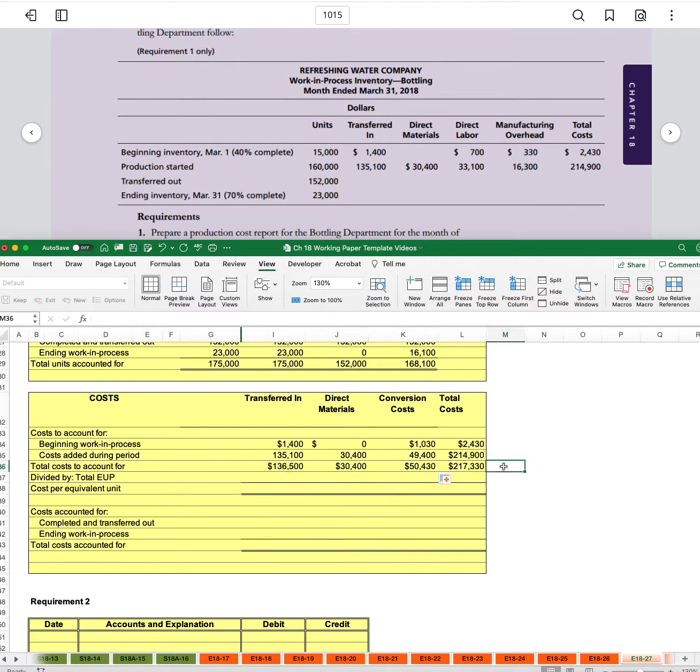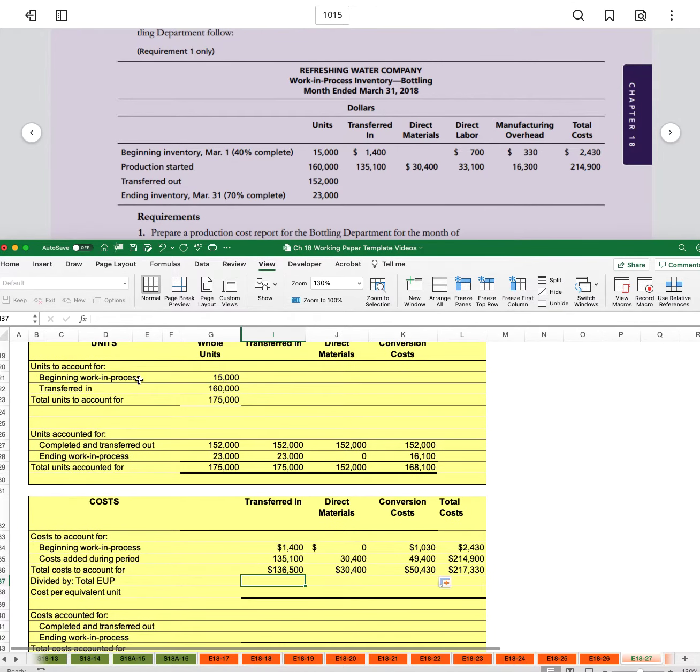And so we now have total cost to account for, and 217,330 is the total costs, and it's broken down for transferred in materials and conversion as well. And then over here we have the breakdown of WIP versus beginning WIP versus the cost added during the period. So now we need to divide by the total equivalent units of production, which we're just pulling from our units portion of our report. So we'll say equals and reference up to the number of units.